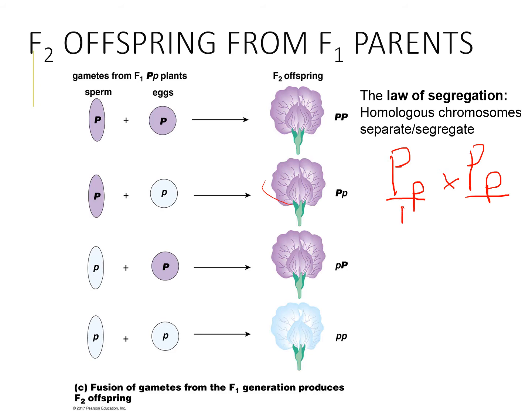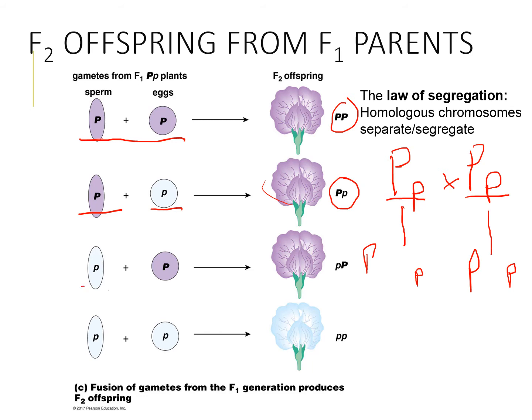From each parent, because of segregation of alleles in meiosis, homologous chromosomes separate, so each sex cell is either going to get a big P or a little p from each parent. Same thing from the other parent. We could get a big P and a big P from the male and female parts, in which case the genotype will be big P, big P. The other option is we could get a big P from the male part and a little p from the female part, in which case it's a heterozygote, and still purple, because purple is dominant.